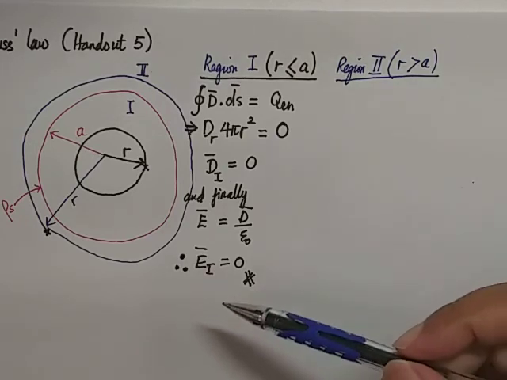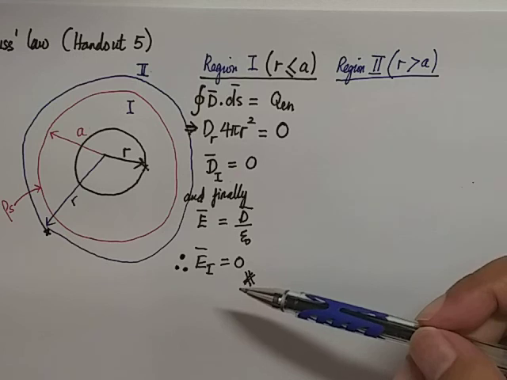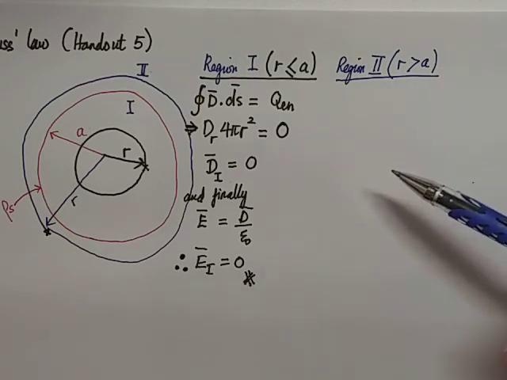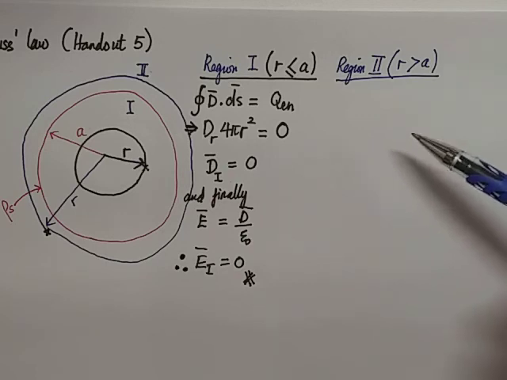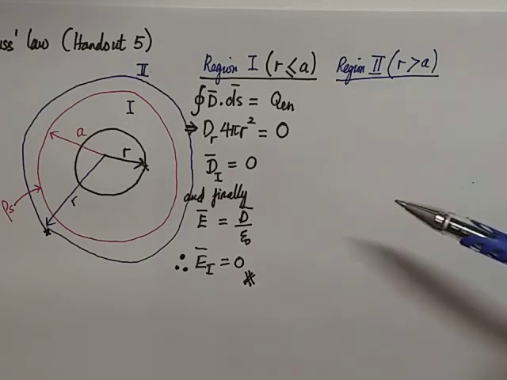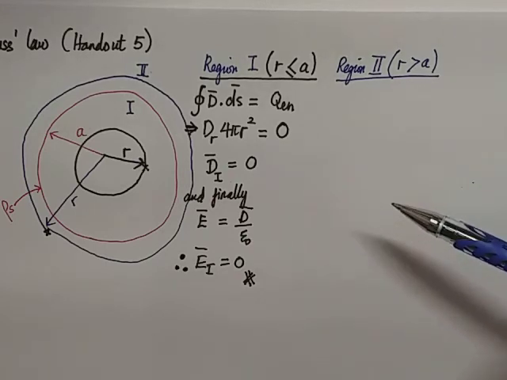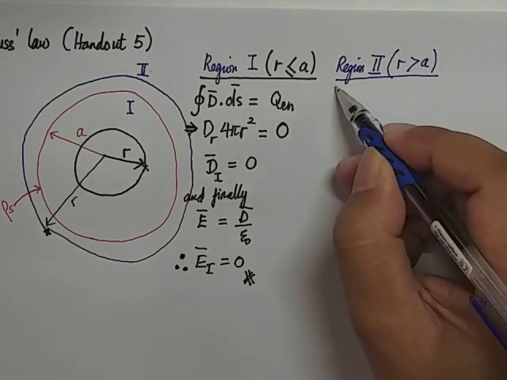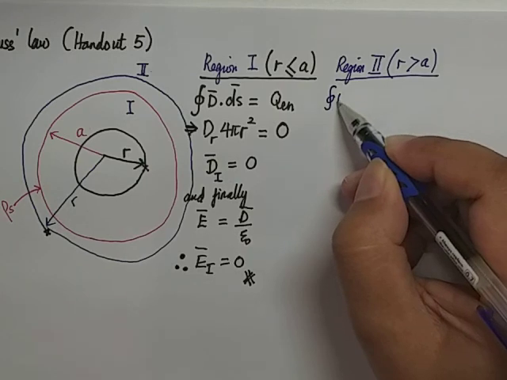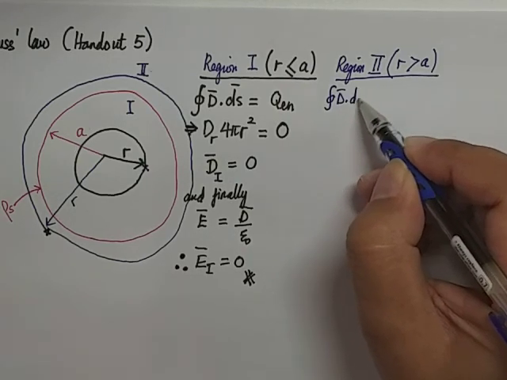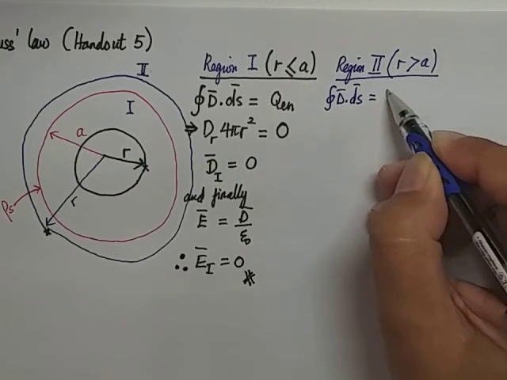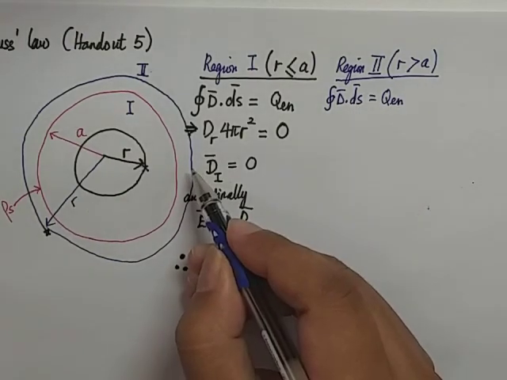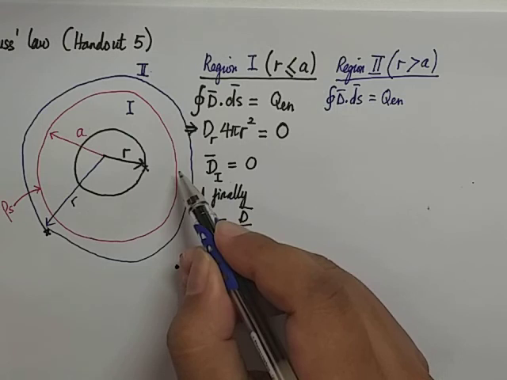So the solution we obtained in region number 1 cannot be used to represent the field in region number 2. Similarly, later on, the solution we obtained for region number 2 cannot be used to represent the field in region number 1. Okay, so let's repeat the process now. Mathematics, D dot dS equal to Q enclosed.